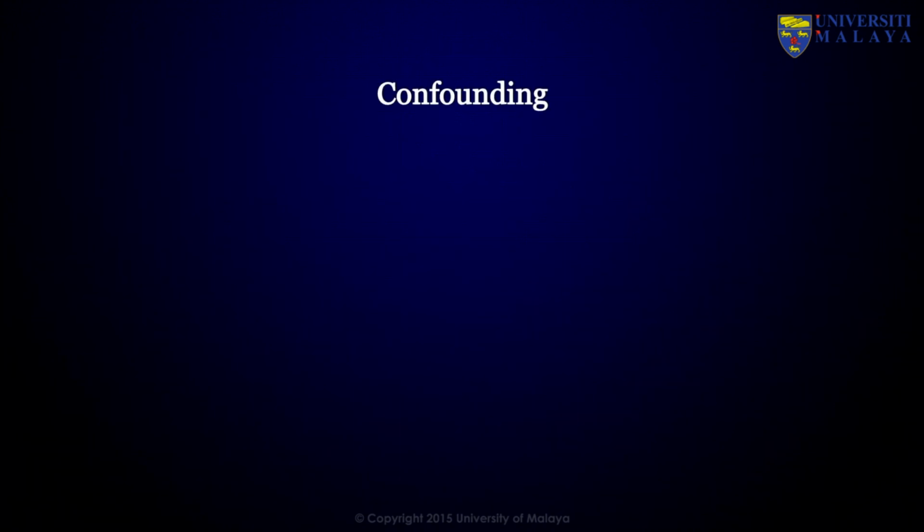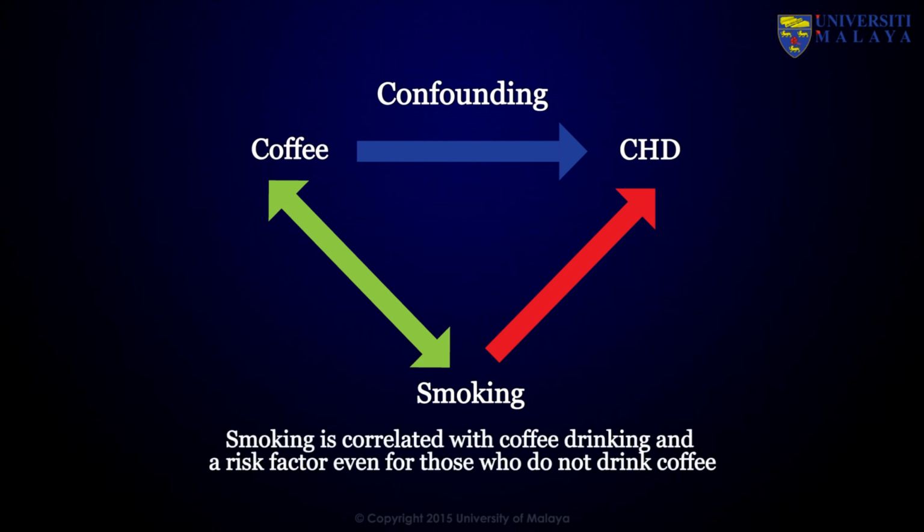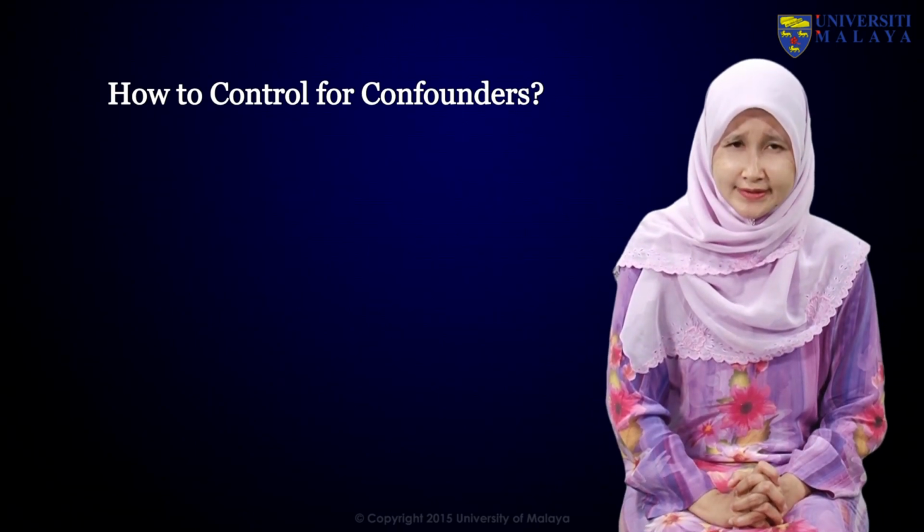Another example, if you want to look at the relationship between coffee drinking and chronic heart disease, a possible confounding factor is smoking. If we look at their relationship, smoking is correlated with coffee drinking and is also a risk factor of chronic heart disease. How to control for confounders?